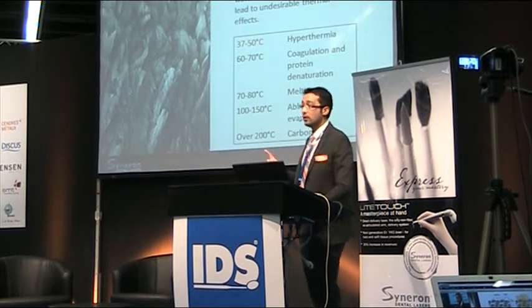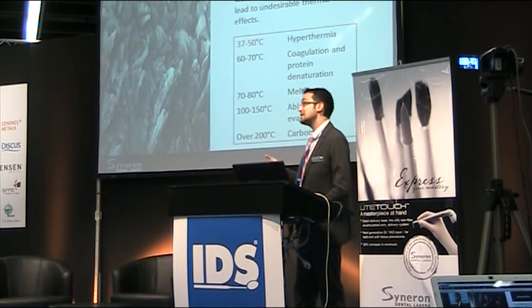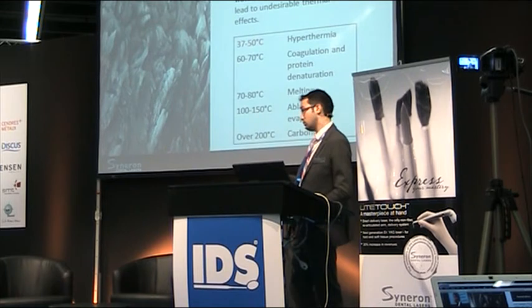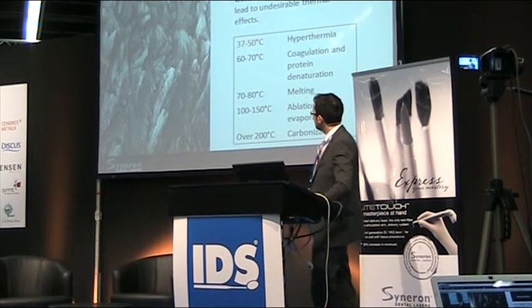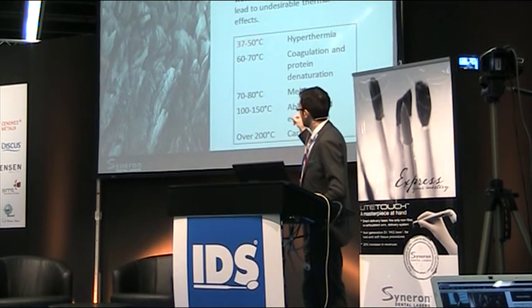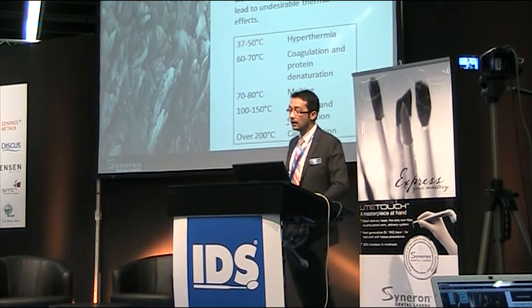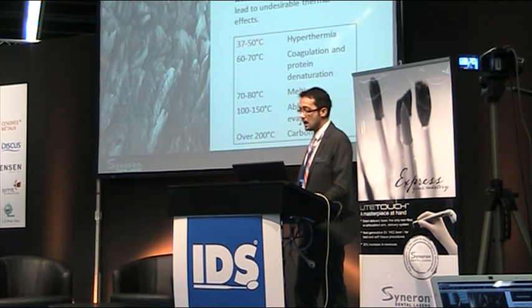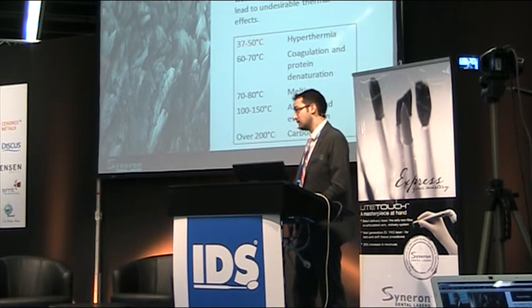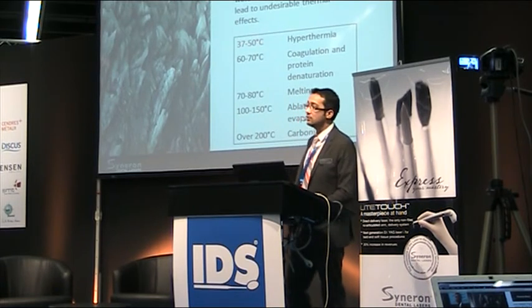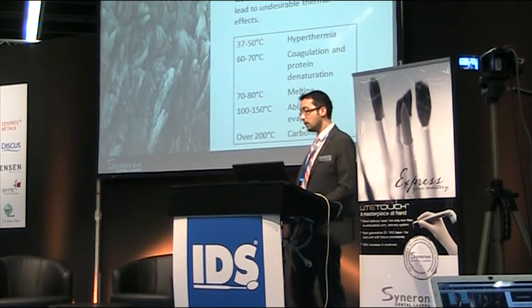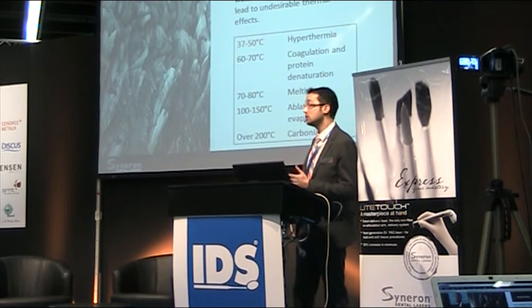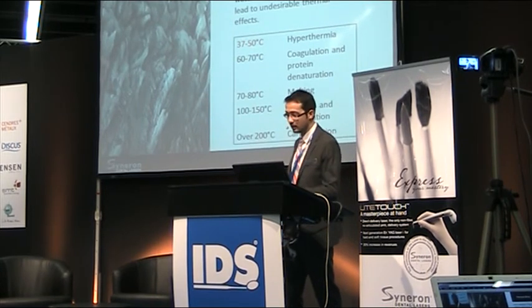So the first point that is very interesting for us is the thermal effects of laser on hard tissue. These thermal effects could be dangerous if we use laser without proper water cooling. From 37 to 50 degrees we can provide hyperthermia. To 70 degrees we provide coagulation of the protein and denaturation. To 80 degrees there is a melting of the tissue, to 150 degrees we provide ablation and evaporation, and over 200 degrees we get carbonization of the tissue. These are undesirable thermal effects.